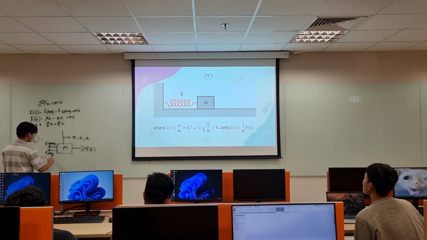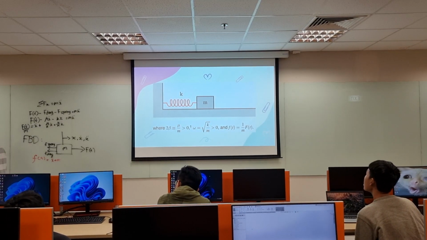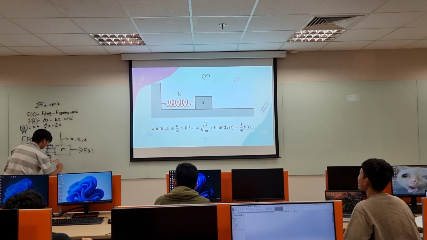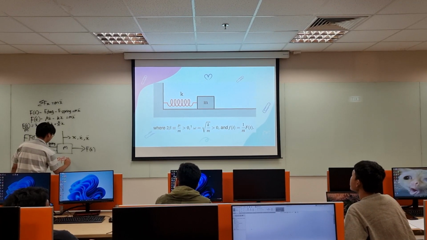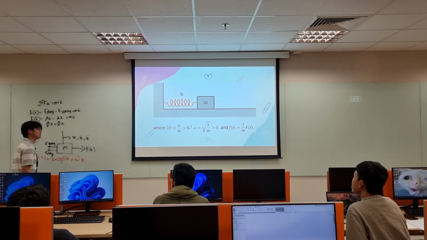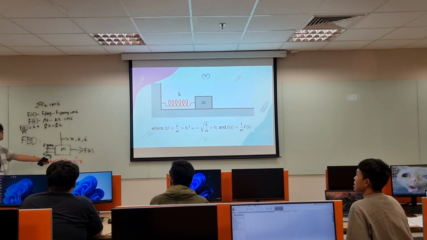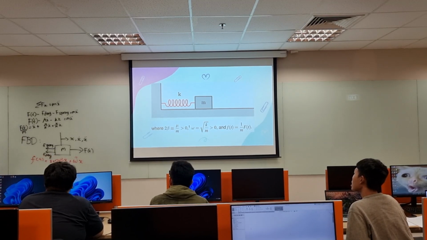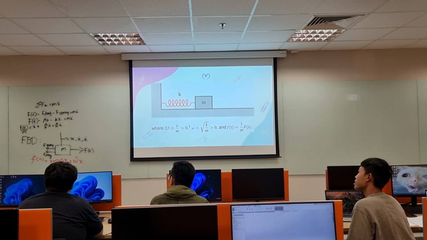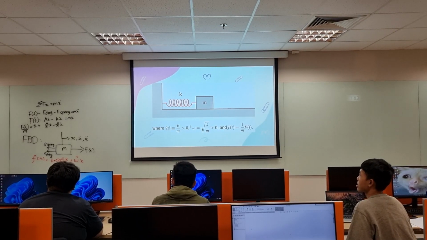equals x double dot plus 2 beta x dot plus omega square x. So here's our governing equation that we are going to use, where f(t) is the Fourier function, 2 beta is the F drag, and omega square is the F spring. This is a0 plus sigma, the force function. Okay, so f(t) is the force function.